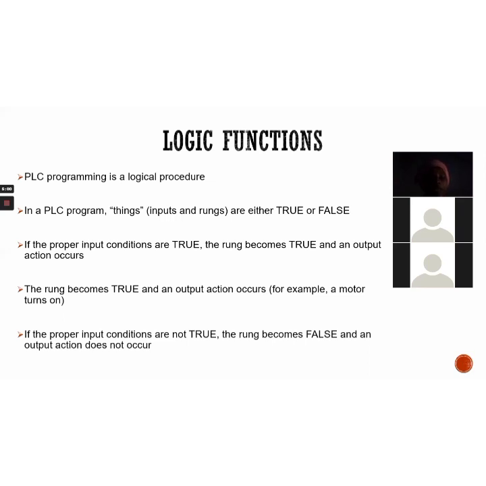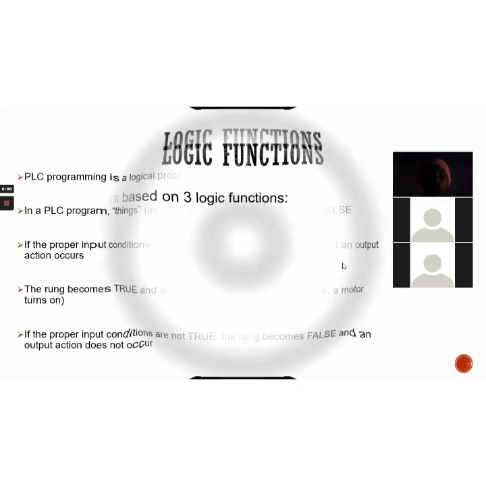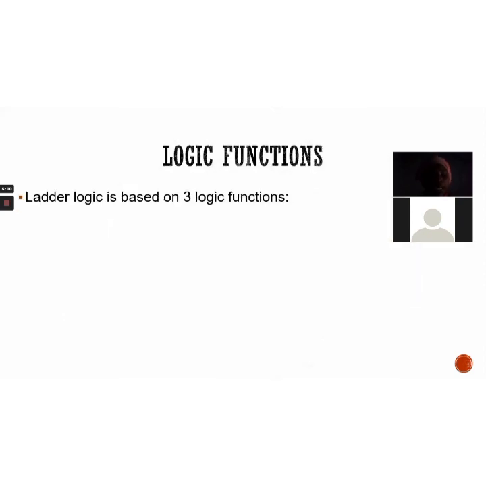So if we go back to our example, if the seat belt is not on, that is one of the conditions which is not true. So the rung is not true. The rung becomes false and the alarm goes on. So that is how a ladder program works.